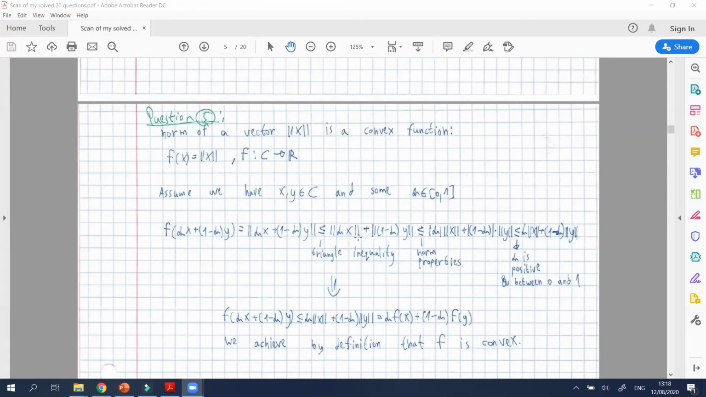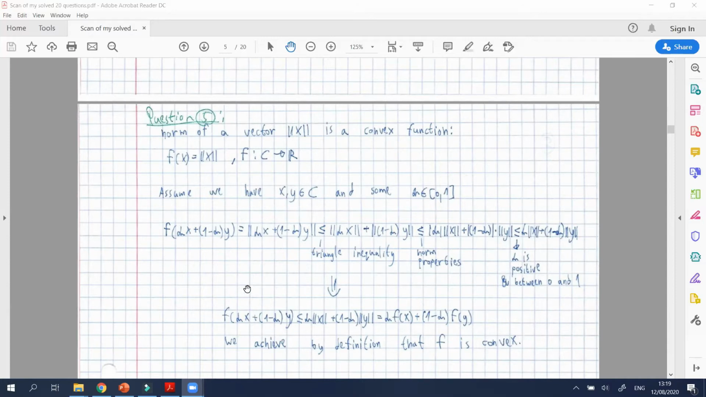So by using this and using norm properties, we move to this expression, which will be lower or equal than the absolute value of alpha times the norm of x plus the absolute value of 1 minus alpha times the vector norm of y. And this is actually just equal to alpha times the norm of x plus 1 minus alpha times the norm of y. And this is true because alpha is positive and it's between 0 and 1.